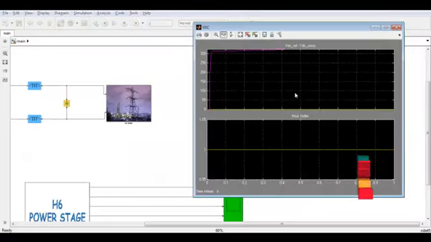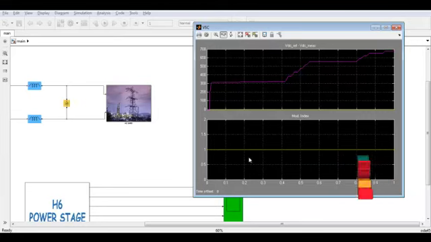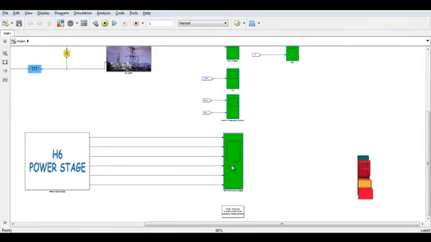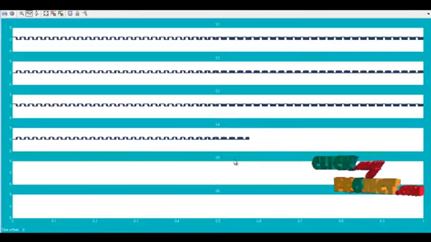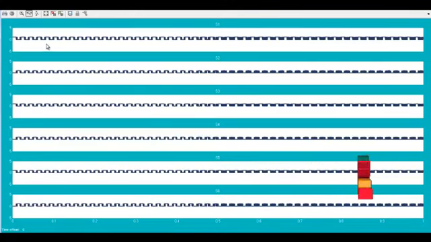And this is similar to our VDC side, and this is our modulation index. This is our switching pulses. We are getting very different duty cycle pulses.